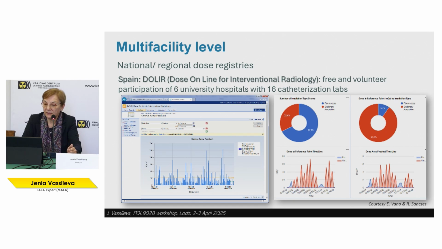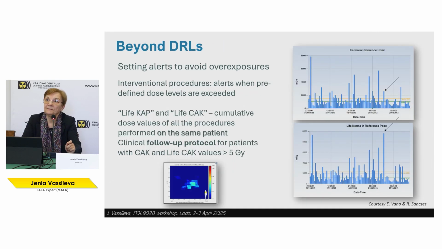Quite many years ago, they developed DOLIR software that was then provided to other hospitals. And here you see 6 university hospitals with 16 catheterization labs connected to this software. It provides a very detailed report based on even individual events. During a procedure, you can see different components, fluoroscopy and acquisition, and analyze them.